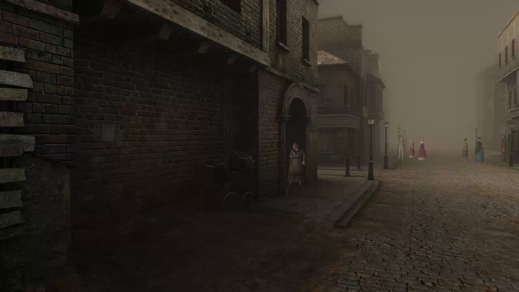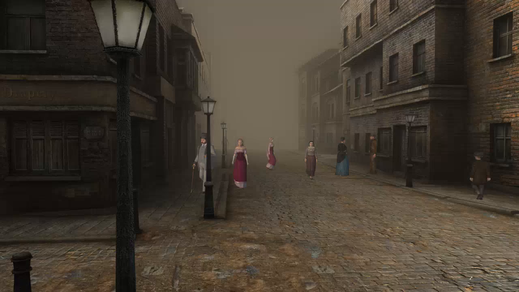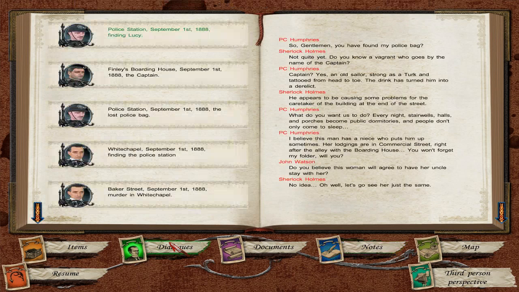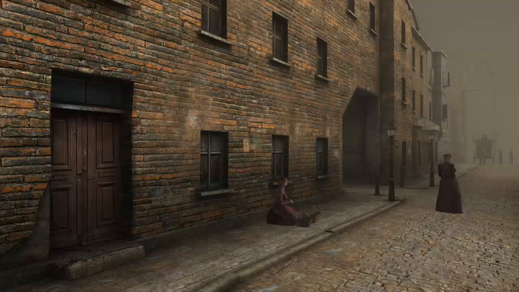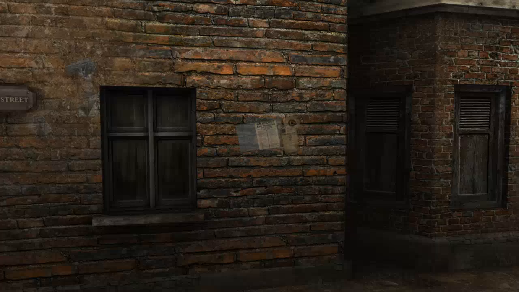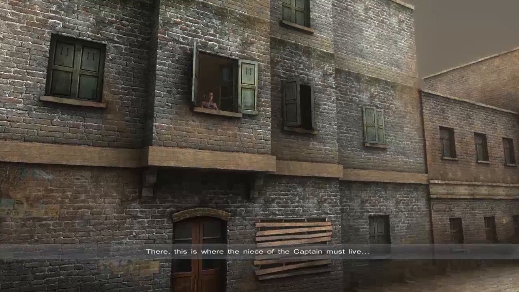Commercial Street. Commercial Street. Right after what? Right after the alley with the boarding house. Okay. So that means... There. This is where the niece of the captain must live.